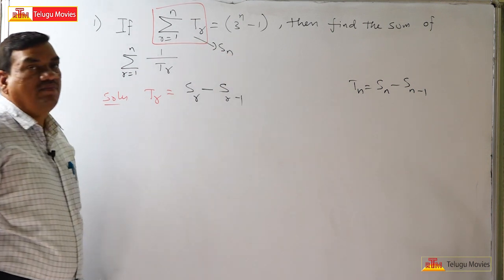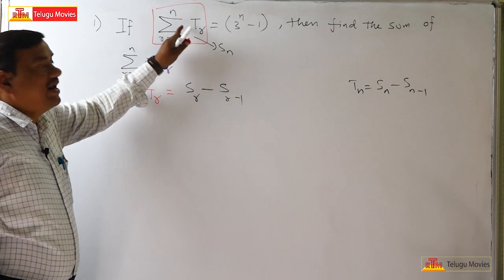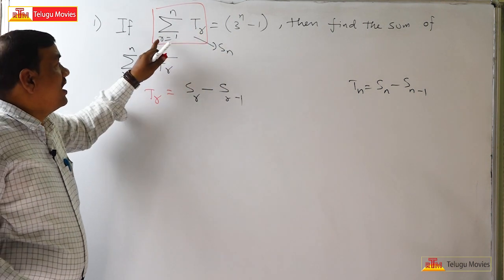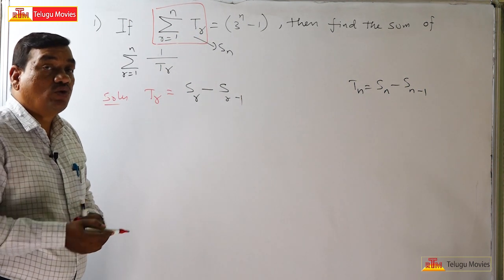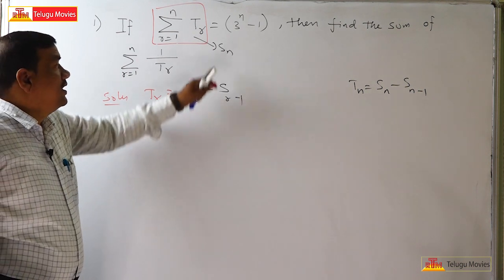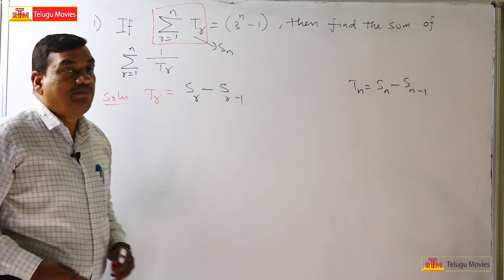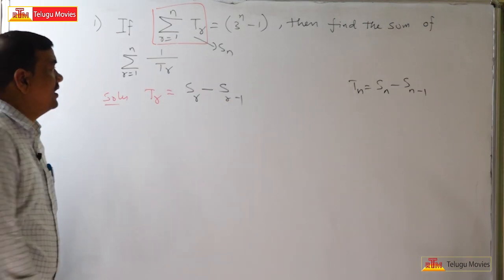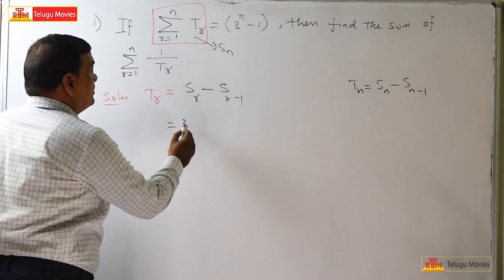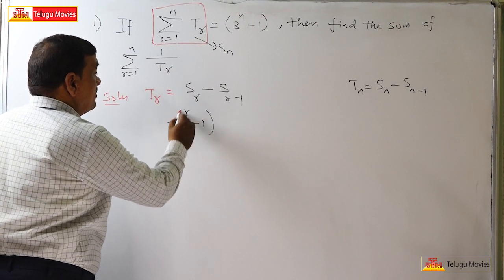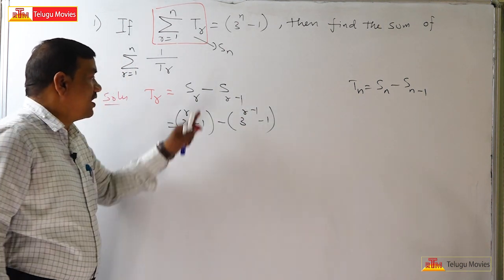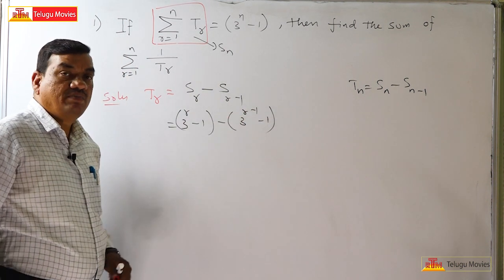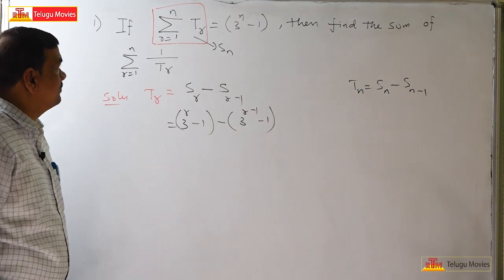Sn. What is the meaning of that? Sn. T1 plus T2 plus T3, r runs from 1 to n. T1 plus T2 plus T3 plus so on, Tn. Nothing but Sn, which is given as 3 power n minus 1. That means Sr means what? 3 power r minus 1, and Sr minus 1 is 3 power r minus 1 minus 1. So r becomes r minus 1, giving Tr.